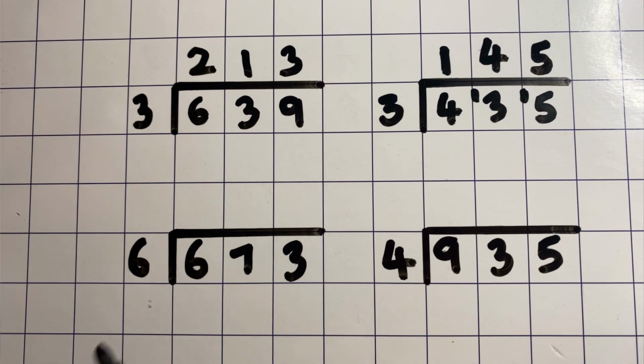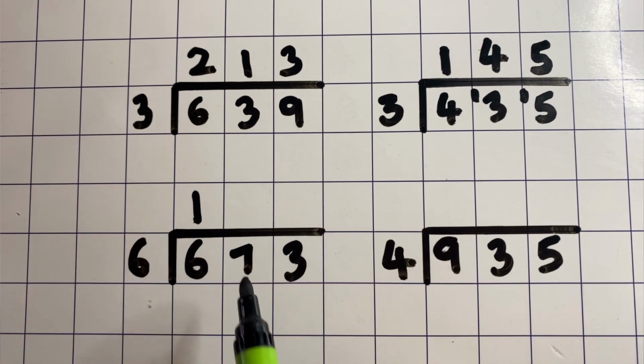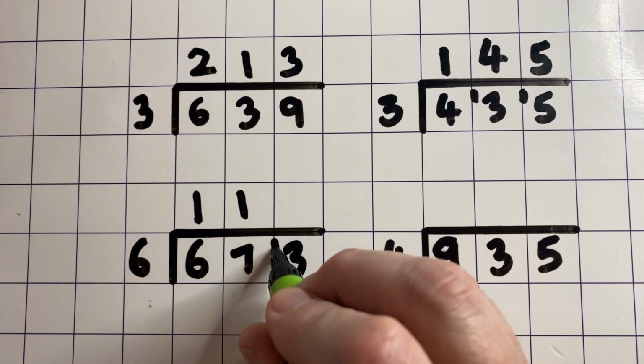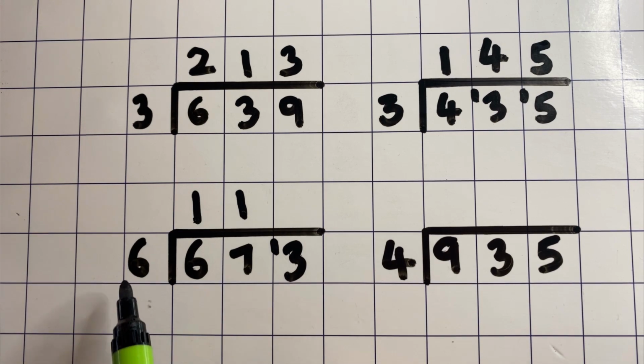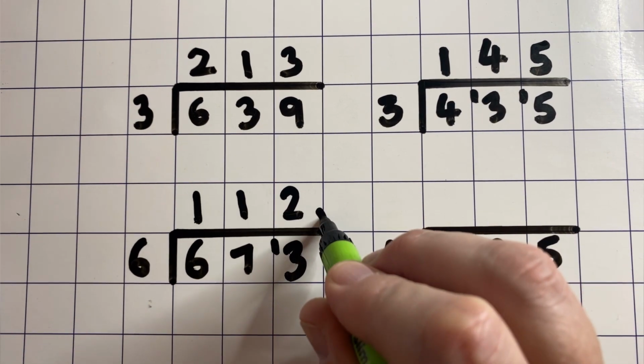Even with remainders, the process is exactly the same. So 673 divided by 6. How many 6's go into 6? That's 1. How many 6's go into 7? That's 1, remainder 1. So you just carry that there. How many 6's go into 13? Well, 2 will get you to 12, but don't forget you've got that remainder of 1.